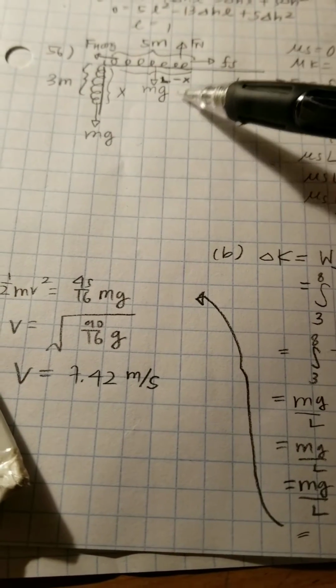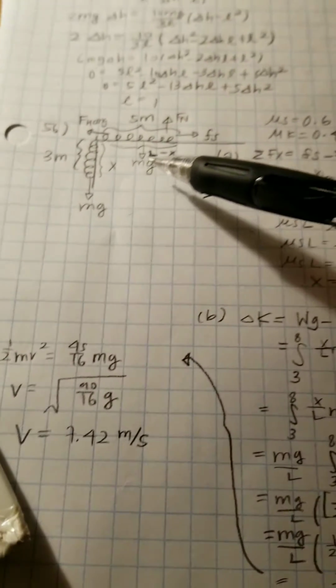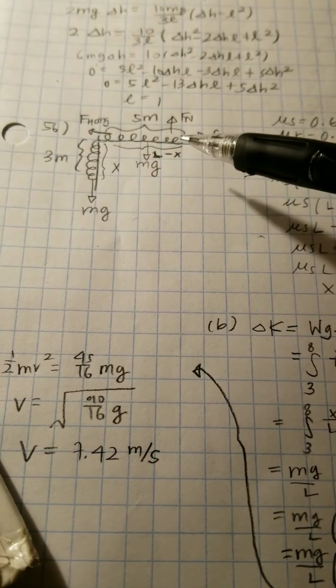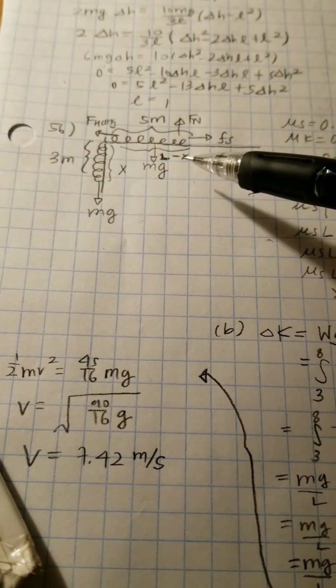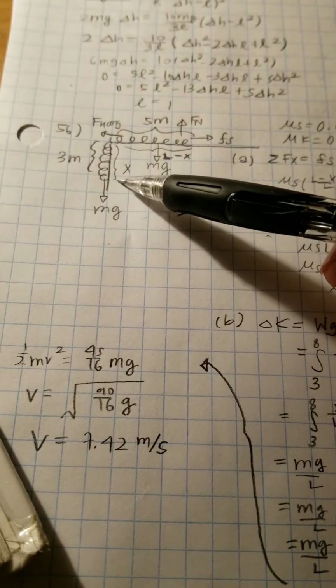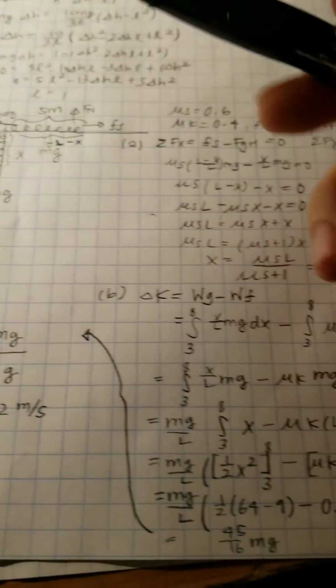So you can represent the whole chain length as L, and then you can say the part that's hanging off could be X, and the part on the table would be L minus X, which equals a total of L. L in this instance is going to be 8 meters. So you want to prove that X is going to be equal to 3 when it reaches maximum static friction.